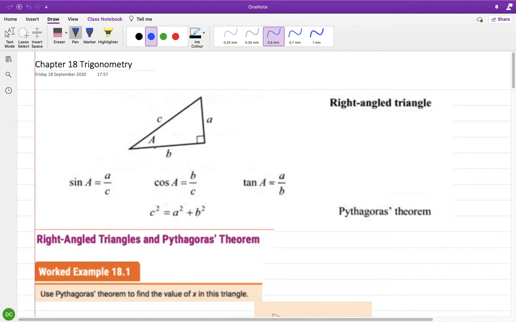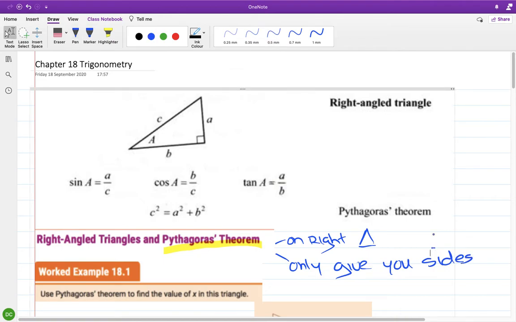So let's have a look at this, right? In the Formula and Tables book, I think this is on page 18, we have a right angled triangle. As I just said, we're going to do Pythagoras' theorem. Pythagoras' theorem will only work on a right angled triangle, okay? It only works on a right angled triangle, and it will only give you sides. So if you're trying to find an angle, Pythagoras won't help. Pythagoras will only find a side for you.